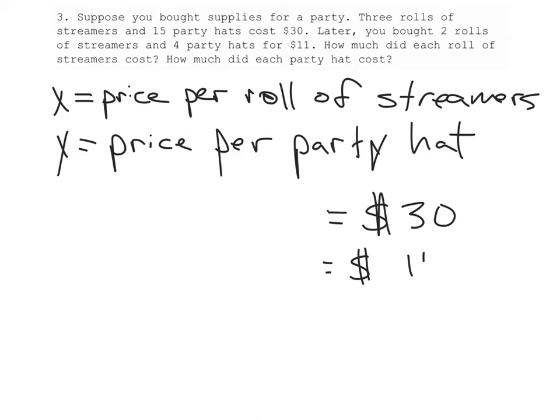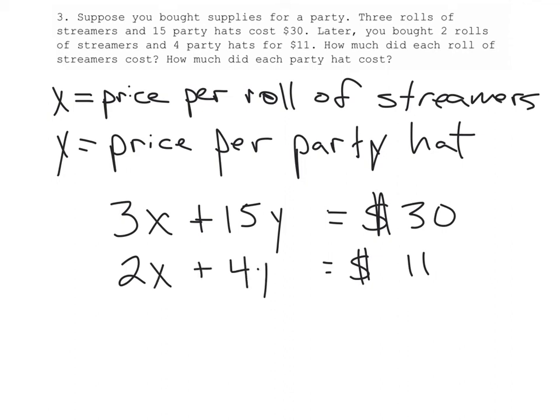How do we spend $30? Well, we bought 3 rolls of streamers, so 3x, plus 15 party hats, so 15y, equals 30. And then when we went back, we bought 2 rolls of streamers, so 2x, and 4 party hats, so plus 4y equals 11. This is now the system we want to solve.